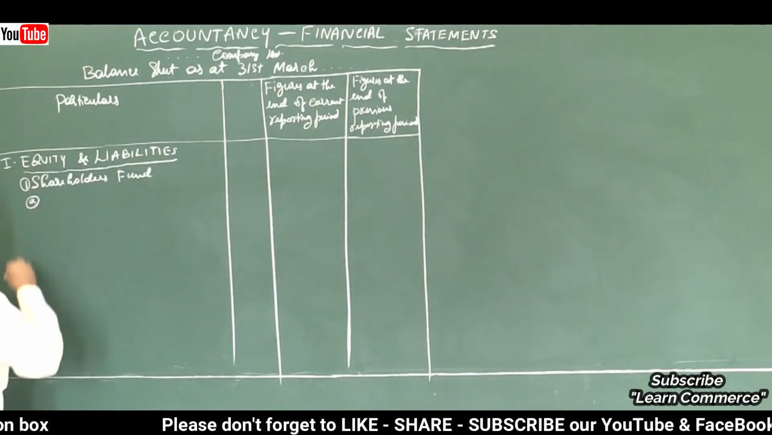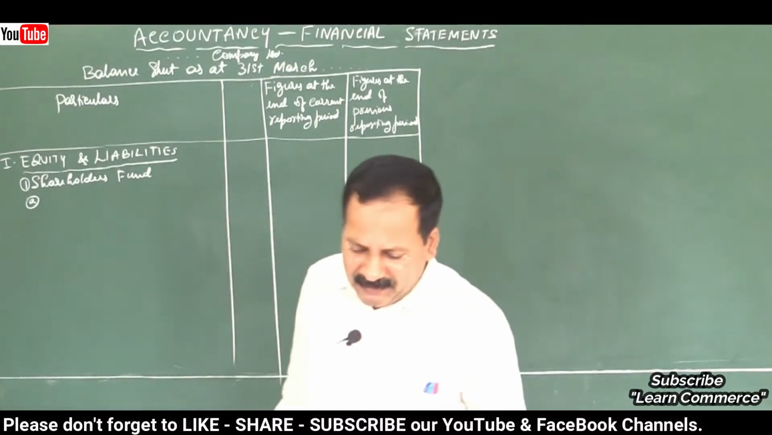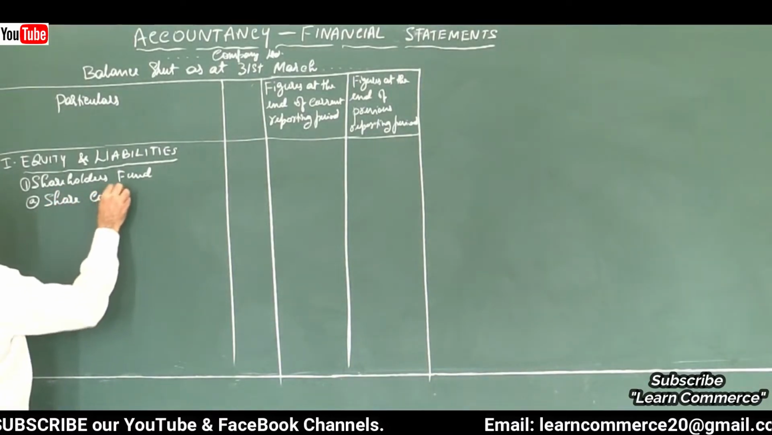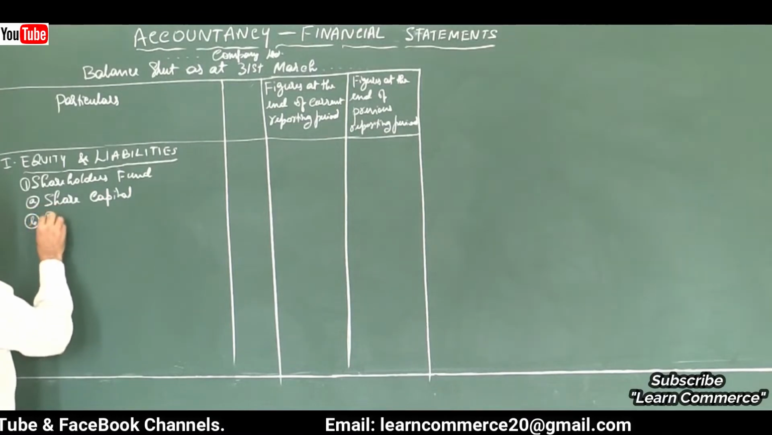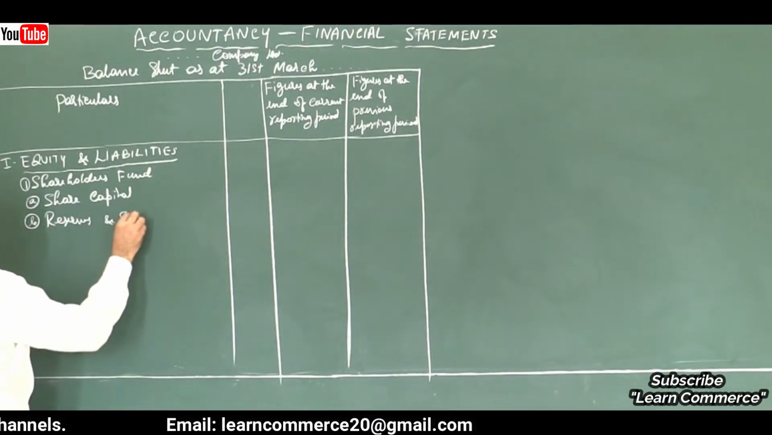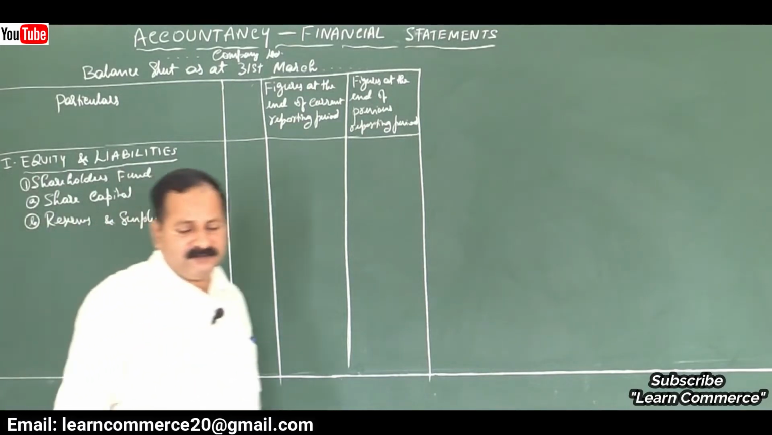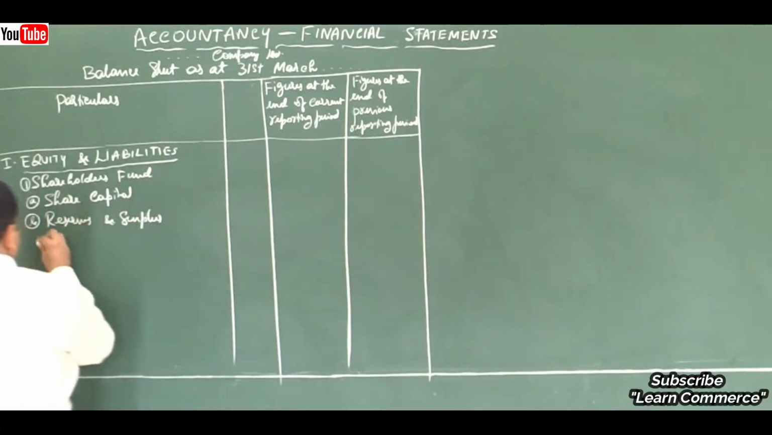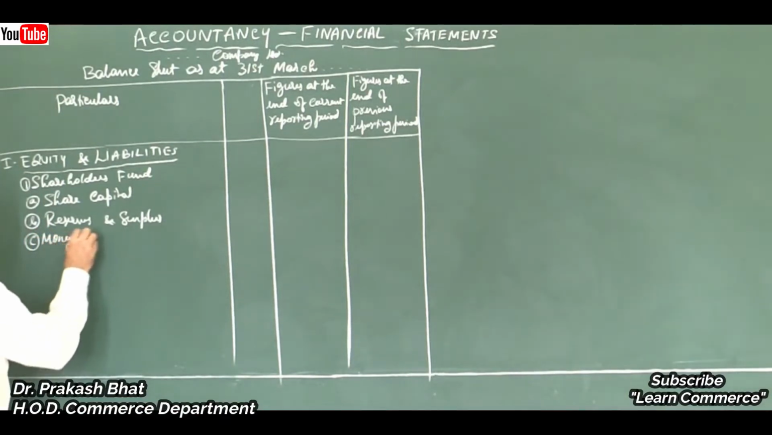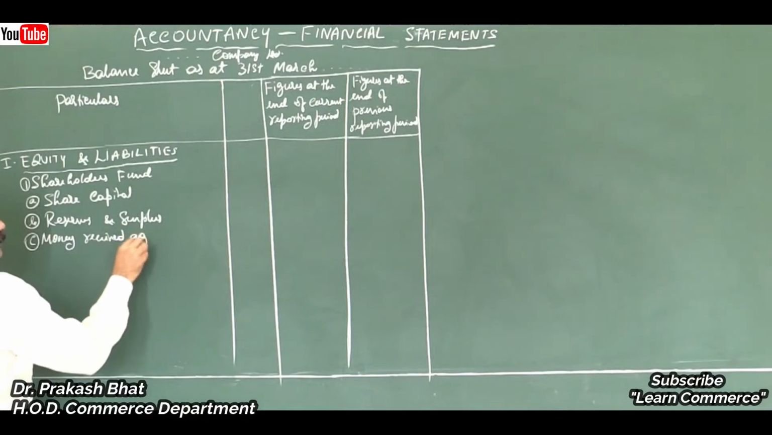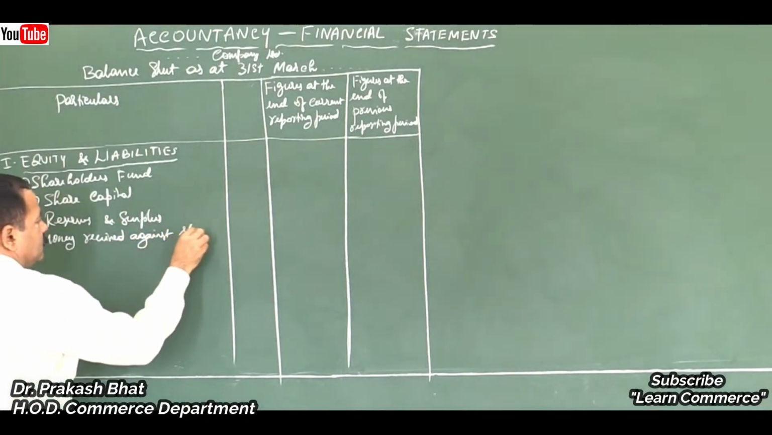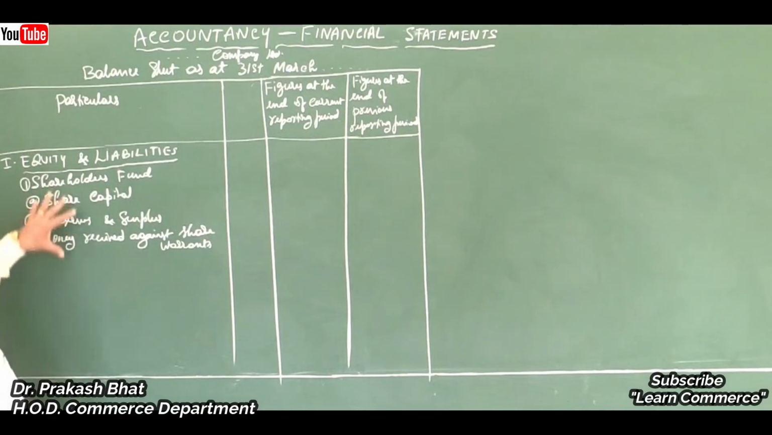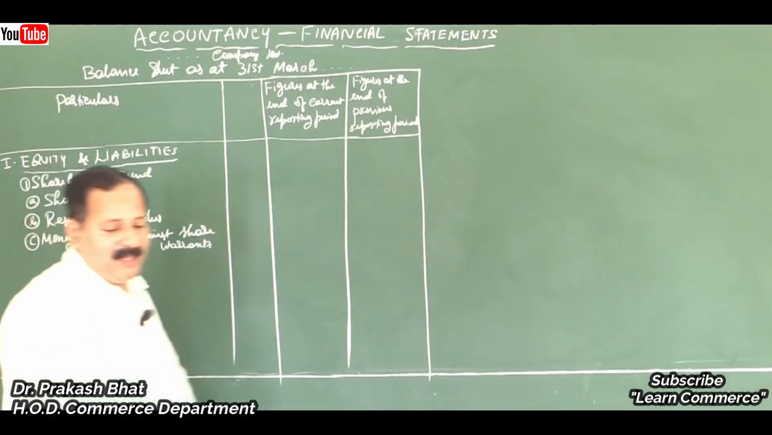Under that, point A, share capital. Then point B, reserves and surplus. Then point C, money received against share warrants. So these are the items that are to be displayed under equity and liabilities.